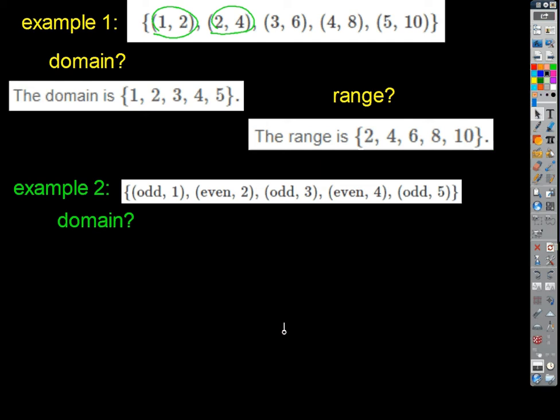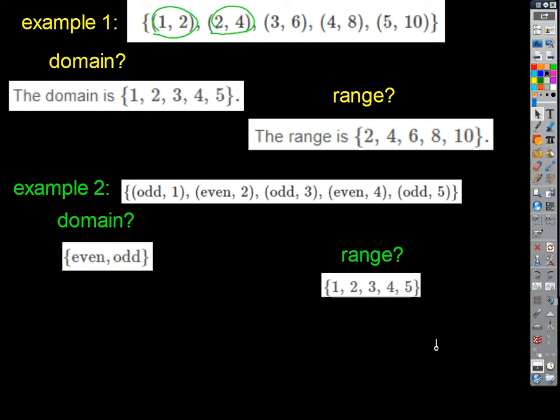What are the outputs? 1, 2, 3, 4, 5. Make sense? Okay, no big deal, right? In math we call it a mapping. We're just mapping inputs to outputs, okay?